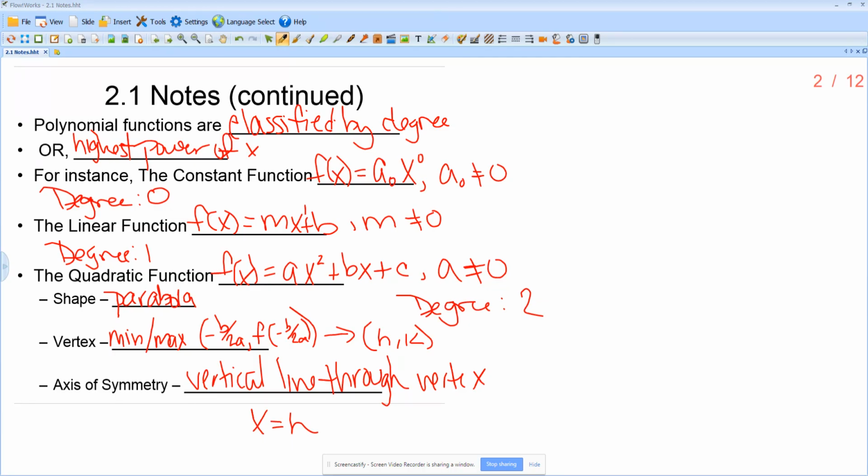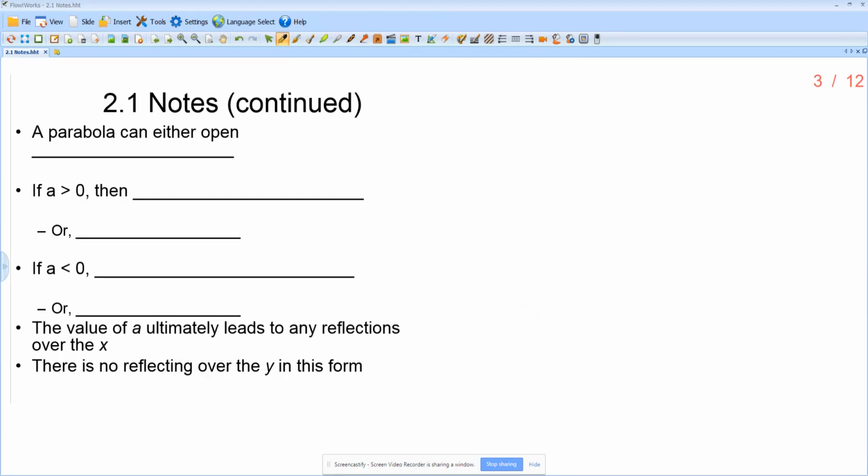So that's just a little bit of background on quadratics. When we're talking about parabolas, they can either open upwards or downwards. So parabolas have a direction. If a is greater than 0, so if a is positive, then the parabola opens up.